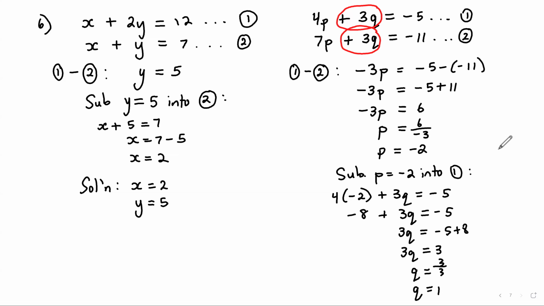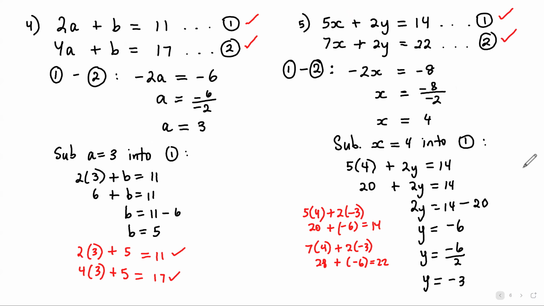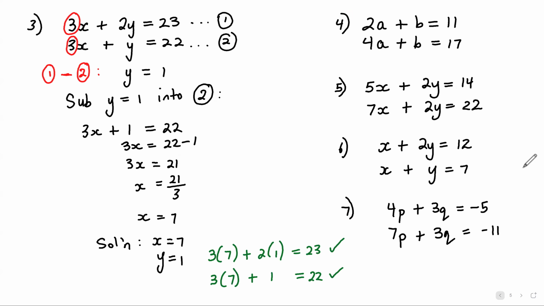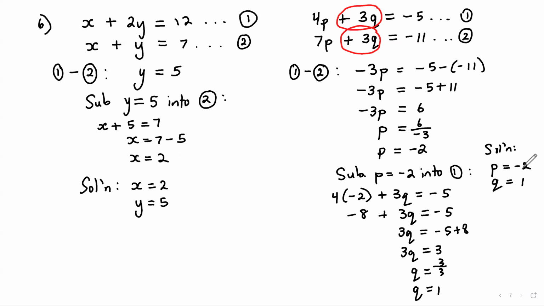So your solution here, right, would be x is equal, sorry, not x, oops, p. P is equal to negative 2 and Q is equal to 1. That is your answer for question 7. Negative 2 and 1. All right, and then the last one that I gave you all, oh, that was the last one there. Yeah.